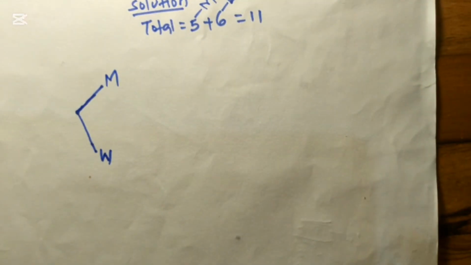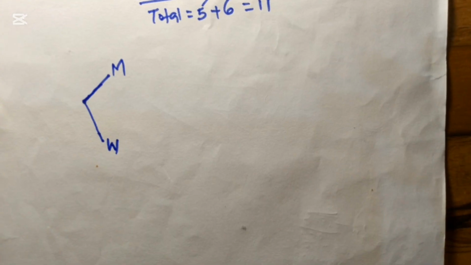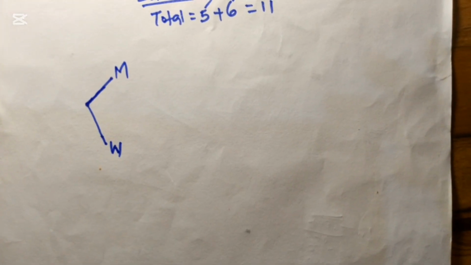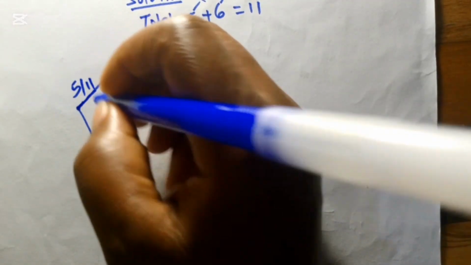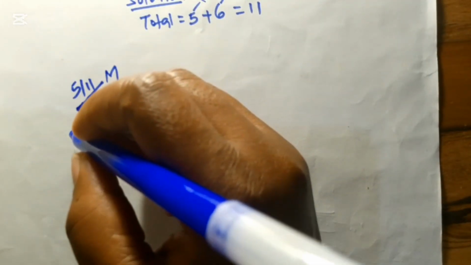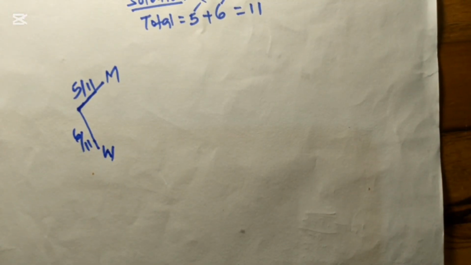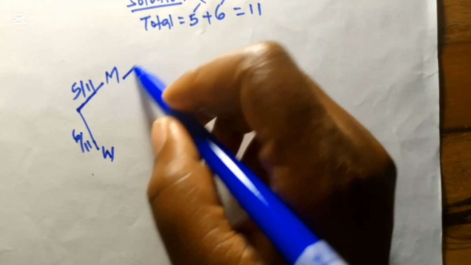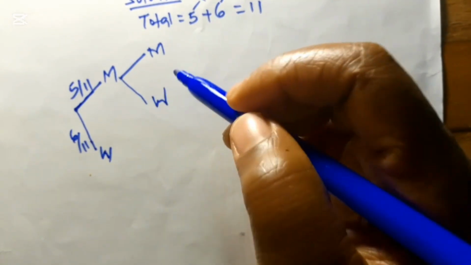Men are 5 out of the total 11. So what is the probability of choosing a man? Correct, 5 out of 11. And then a woman, 6 out of 11. And then the second time we are going to pick a man or a woman.